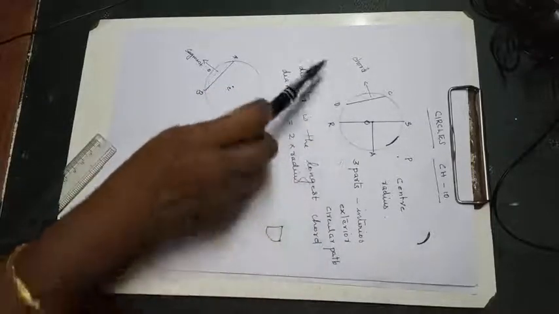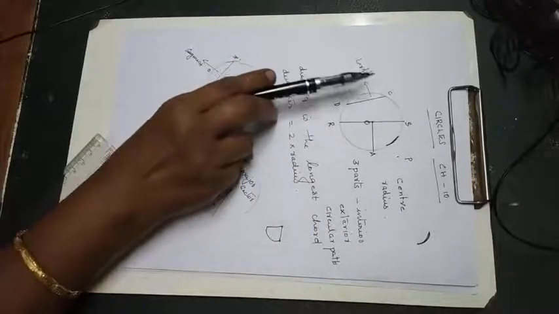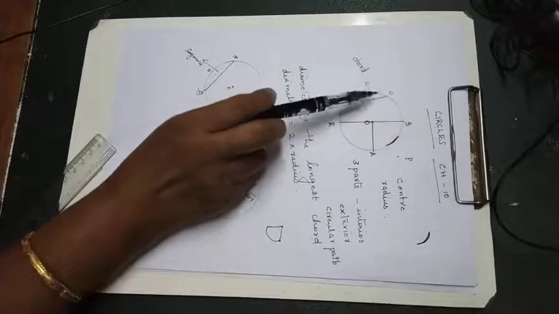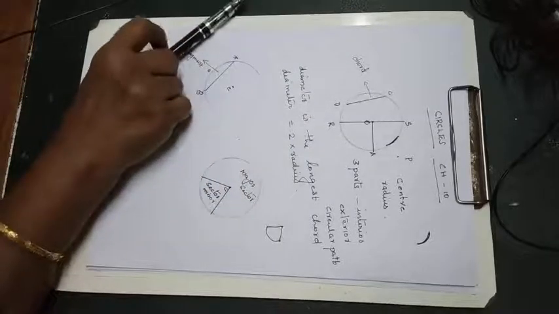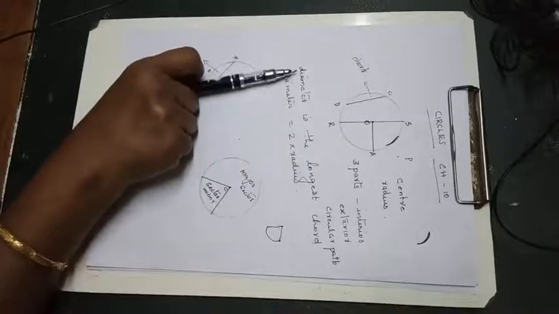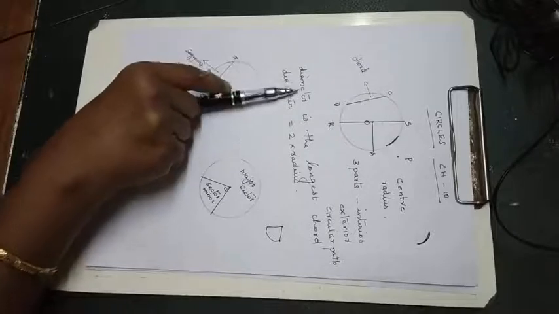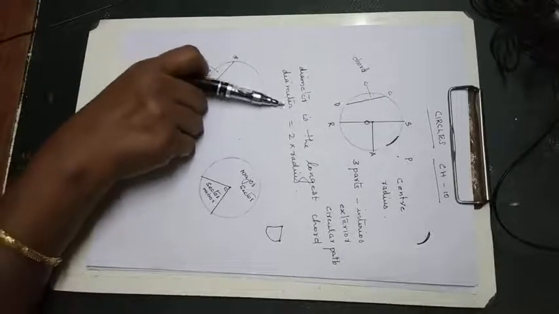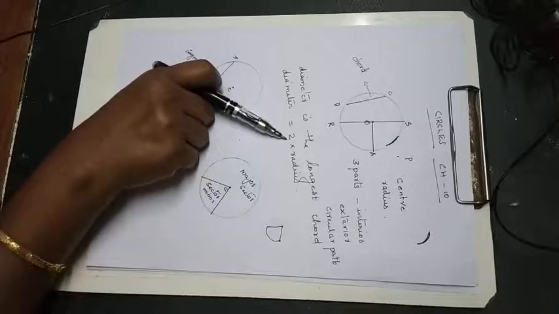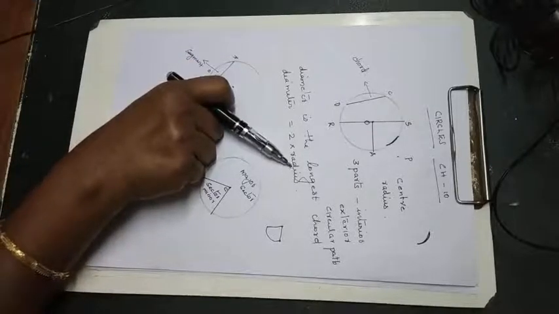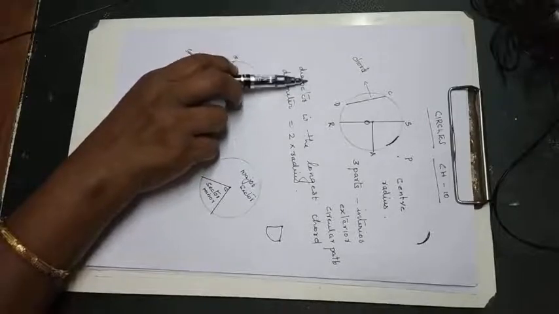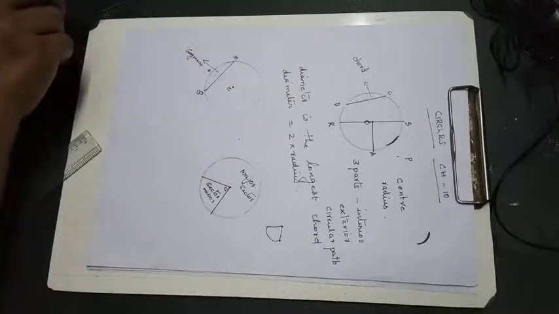Then we have learned about chord. Chord means what? That is a line segment whose endpoints are on the circle. That is called a chord, and the longest chord is the diameter. And what is the other speciality of diameter? Diameter is 2 times radius, and diameter is the longest chord and it passes through the center.